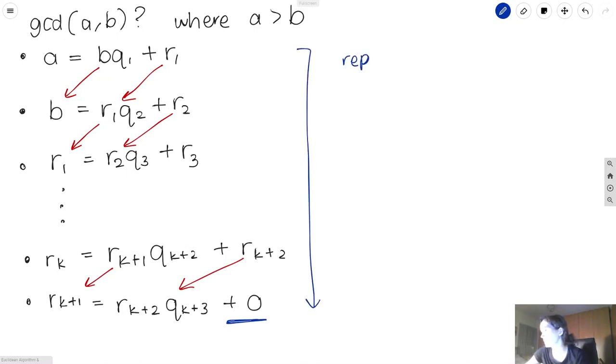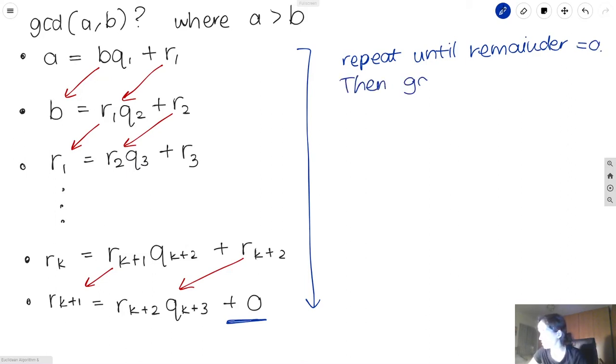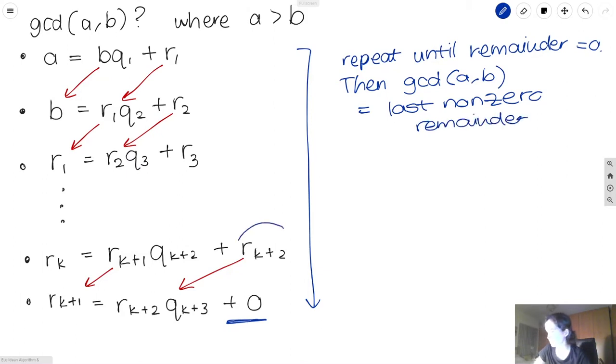Repeat until the remainder equals 0. Then the GCD of a and b will be equal to the last non-zero remainder. So it's going to be this r(k+2).